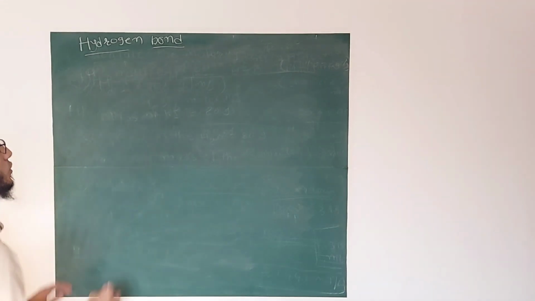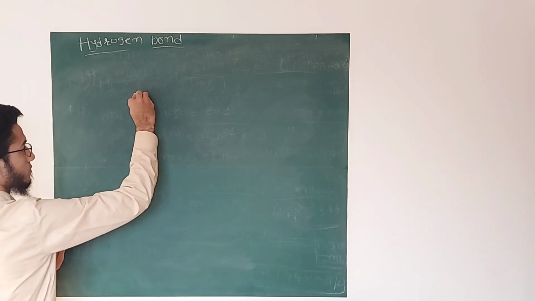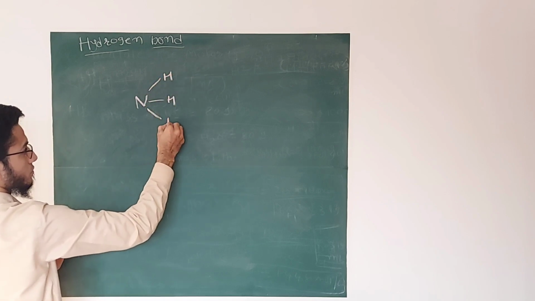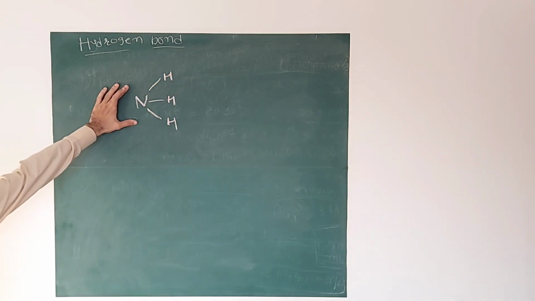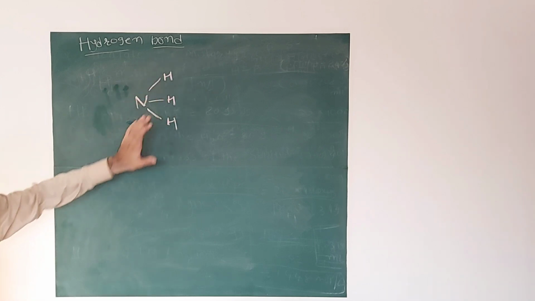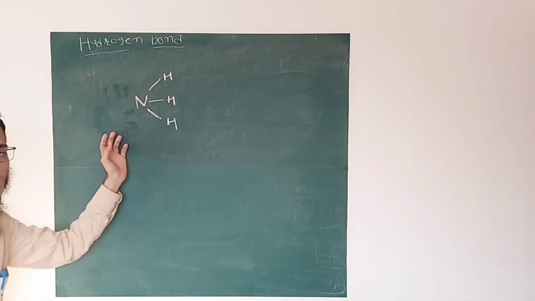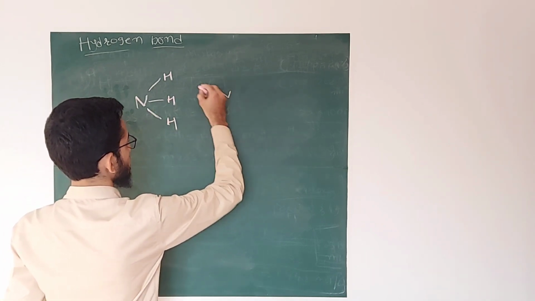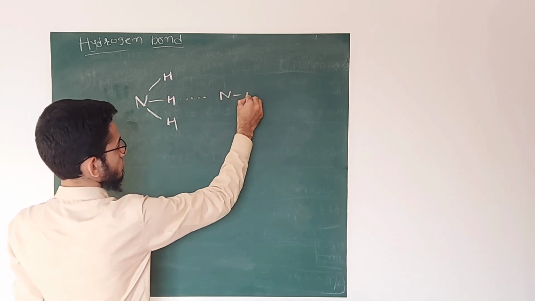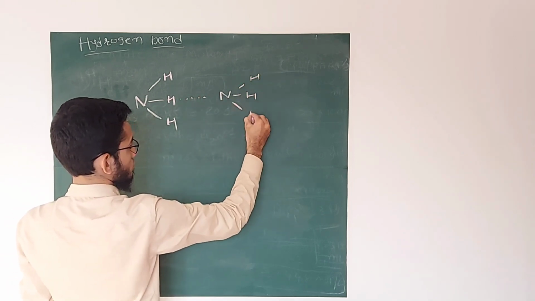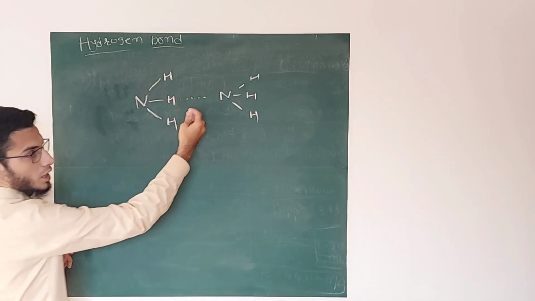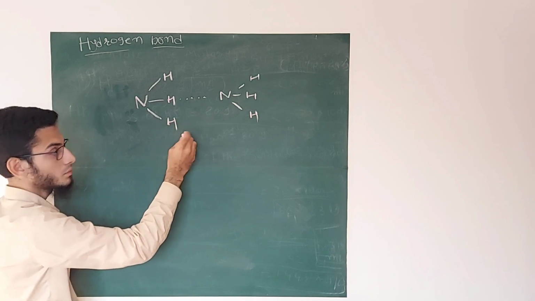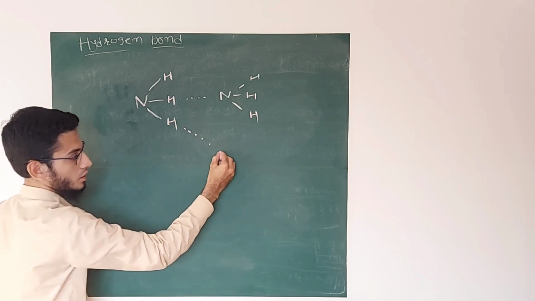For NH3, you can write like that. This is NH3. In this case, you know that there are hydrogen and nitrogen, the electronegative atom. But there will be another molecule. One hydrogen atom can make a hydrogen bond with the nitrogen. This is another hydrogen atom, it can make a hydrogen bond with another nitrogen atom.